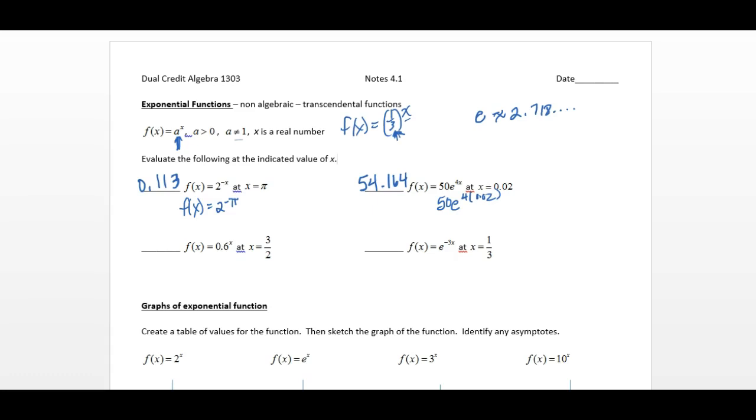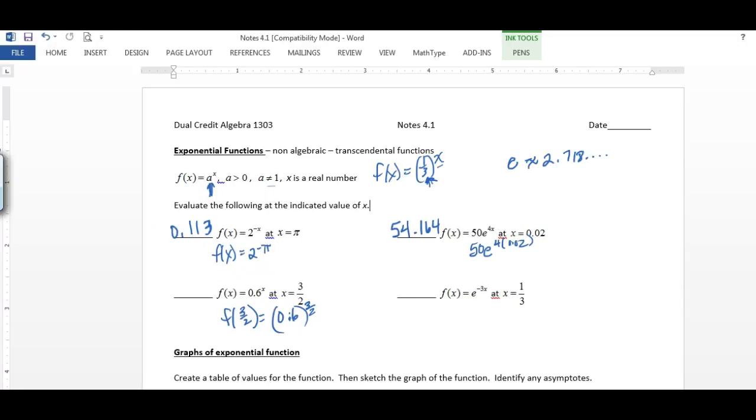All right, on f, f of 3/2 is going to be 0.6 raised to the 3/2 power. When we calculate all this, we get 0.465. Lastly, f of 1/3 is e raised to the negative 3 times 1/3. So that's really e to the negative 1 power. I can put e to the negative 1 power in the calculator, and I get 0.368. All right, it's pretty simple, straightforward.